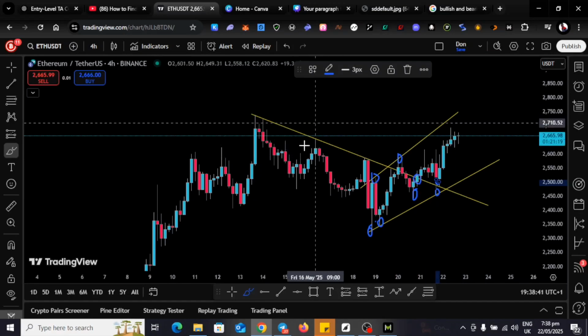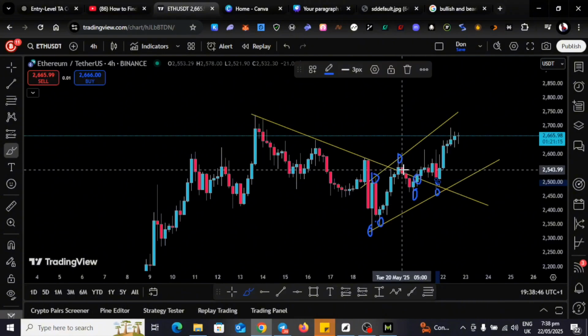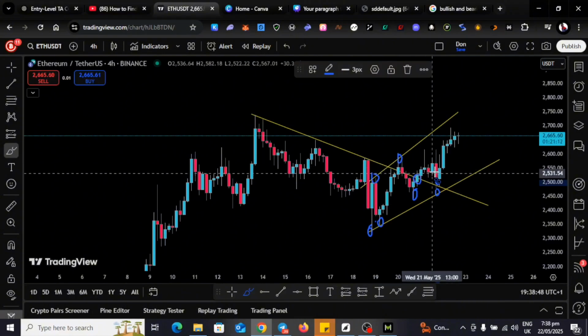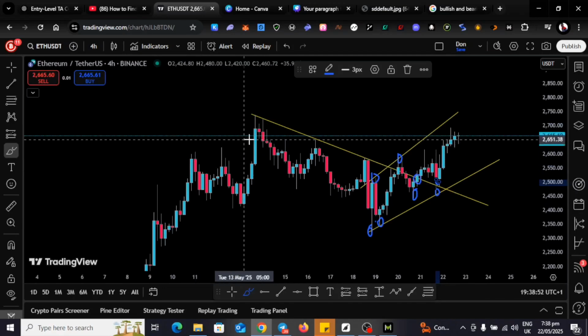But you can see that with 4 hours, we can see that the market was trending down, and it was recent that it started trending up. So that is how trend line functions.